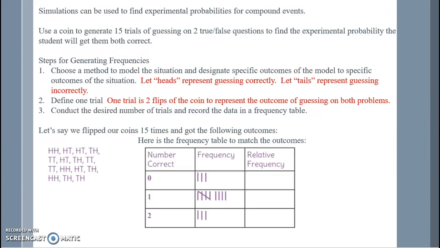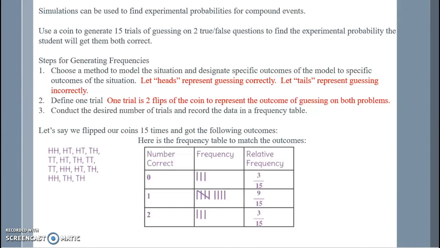So the number of who they got correct would be heads and heads. So I see that there were 1, 2, 3 where they got heads, heads, meaning correct, correct. And then we can count the rest for the remaining. Further, the relative frequency then is out of 15 trials, 3 out of the 15 were 0 correct, 9 out of the 15 were 1 correct, and 3 out of 15 were all correct.